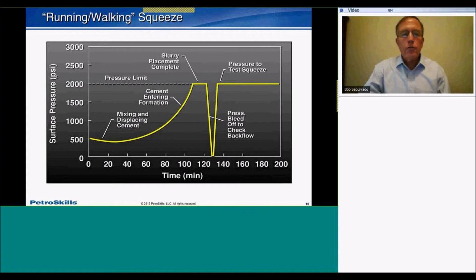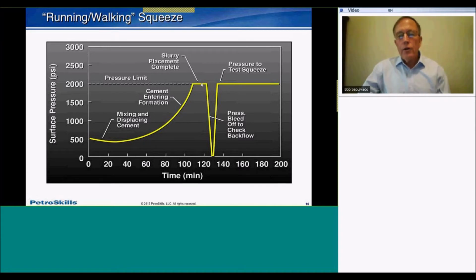Conversely, we have a running or walking squeeze. Again, we have a 2,000 PSI surface pressure limit. We begin to mix our cement and displace it. Cement begins to enter the formation. What we have here is the cement pressure into the perforation is continuing to walk up. We don't see any attempt to break over or flatten. As long as the pressure is increasing, one can just keep a pump on it and work it up, and it'll walk itself into a successful squeeze.